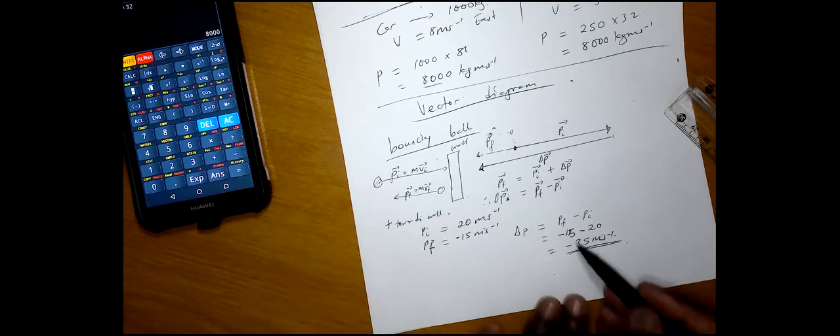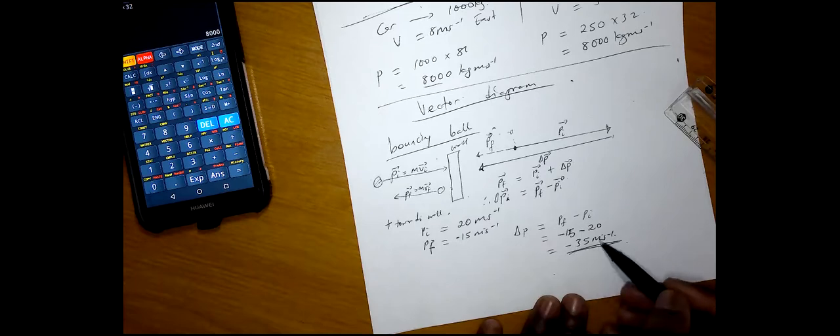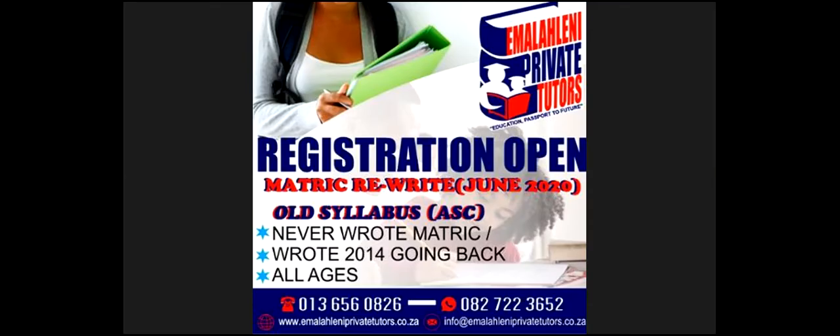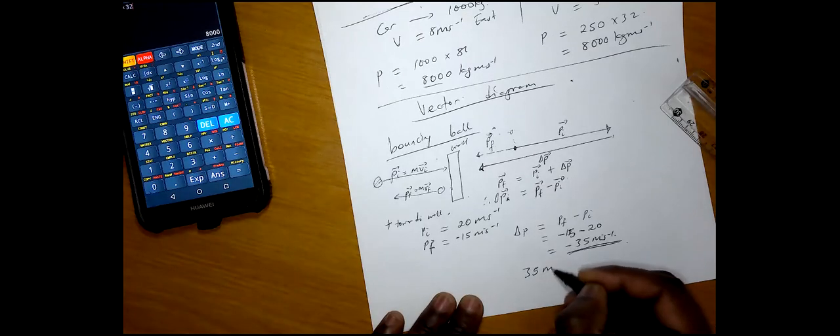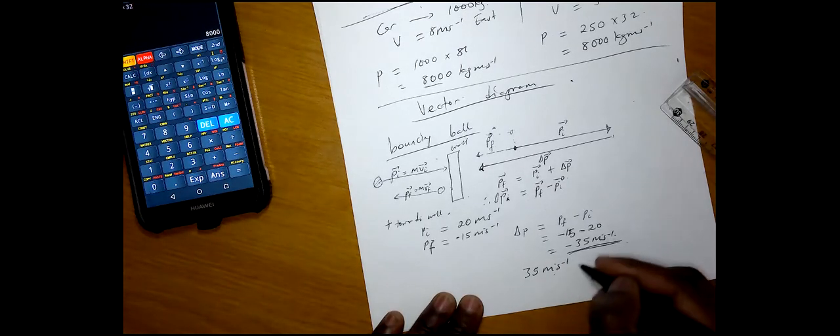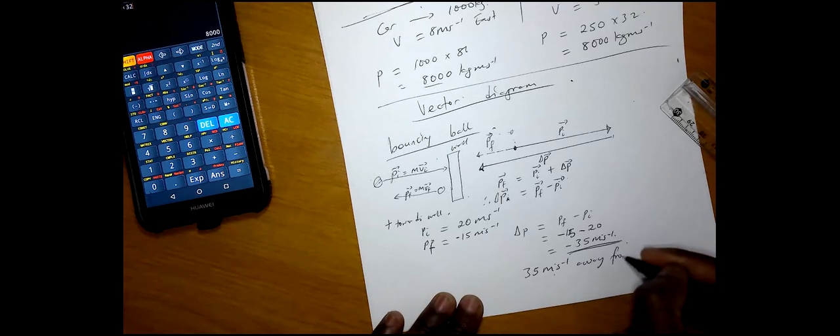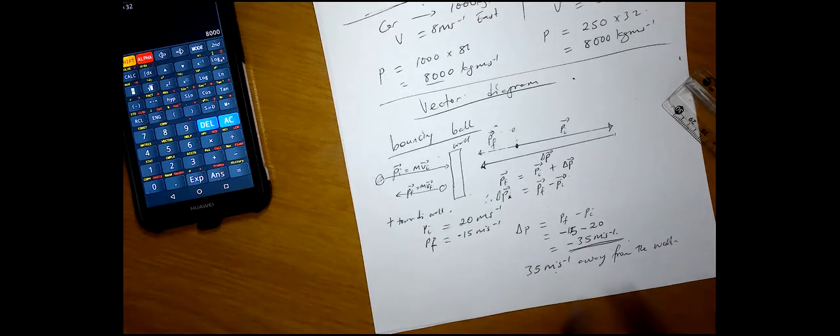So you find that this is going to be negative, and when you get negative, what must you conclude? You say it is 35 meters per second away from the wall. That's what you conclude, because away from the wall means it's negative. So you must always show that it is negative. The sign does matter, and when it's negative, you know that it's away from the wall, the side that you chose as positive.